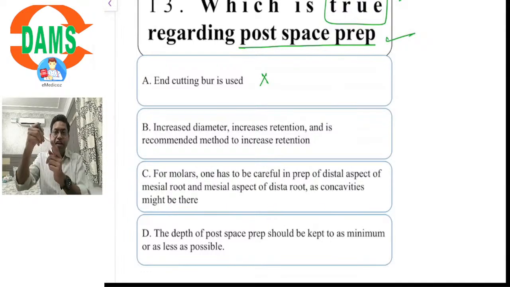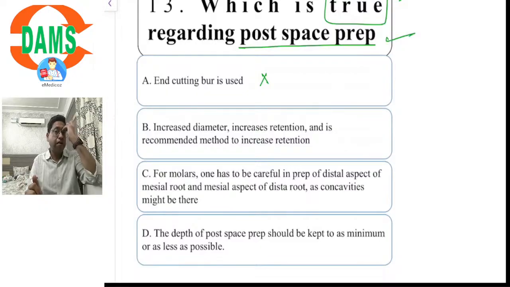If we are using a cutting burr, it would cause perforation in the root canal. It should be a safe cutting burr with a non-cutting tip, like the piezo reamers we are using with non-cutting tips, so that they negotiate the anatomy of the root canal without causing any perforation in the root canal.